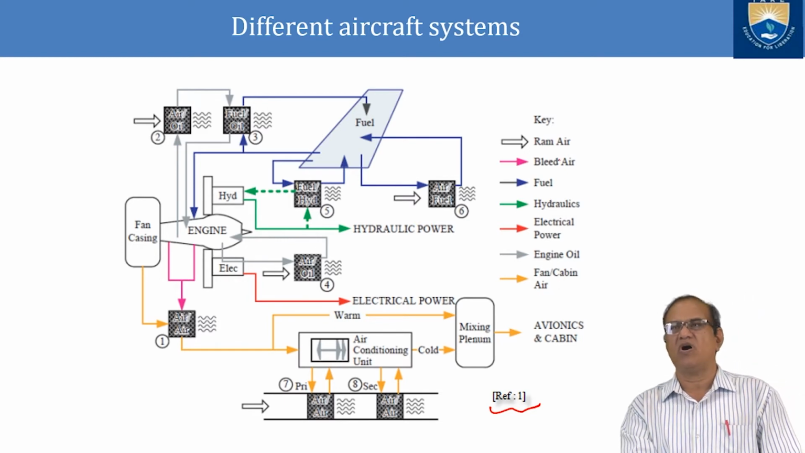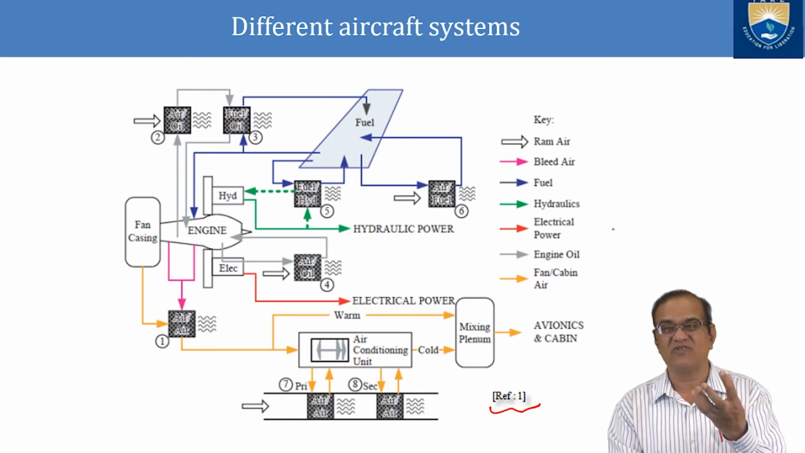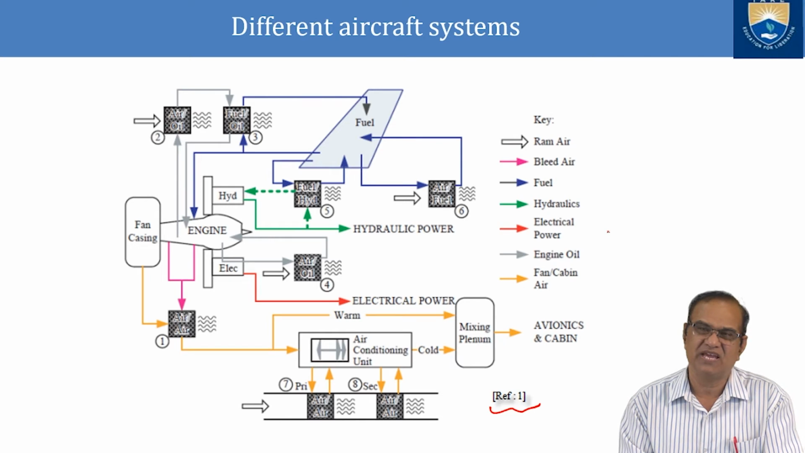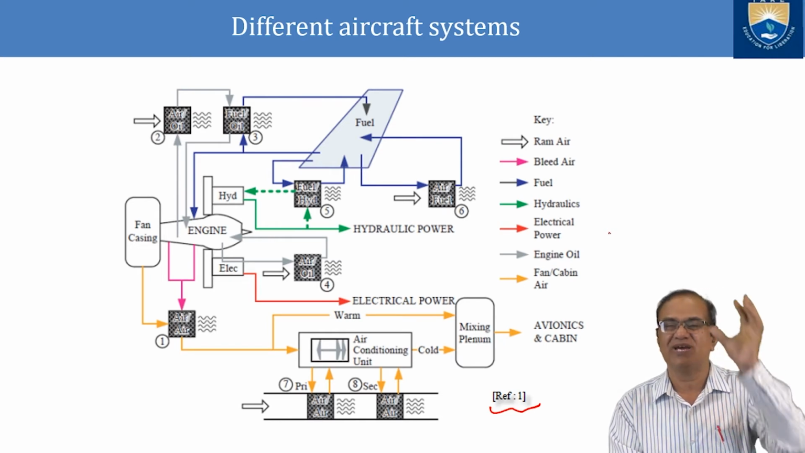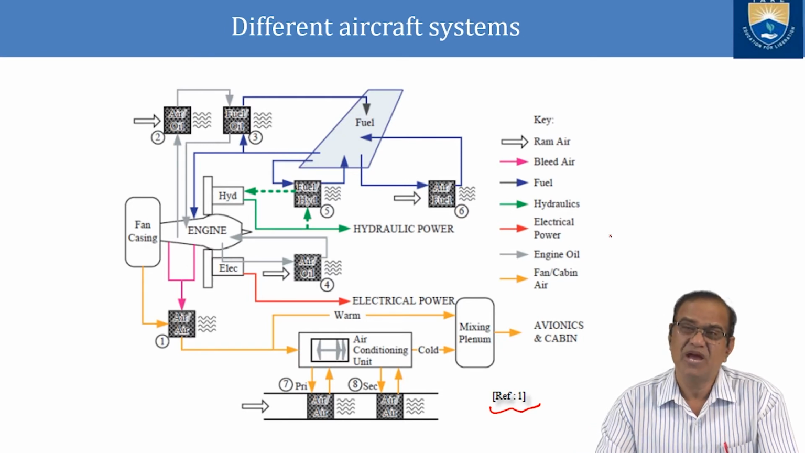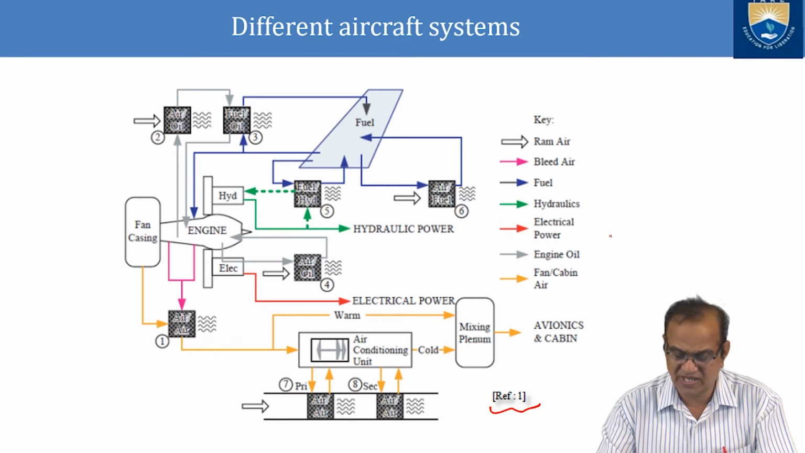So these are 7 types of systems shown here. And you will really enjoy seeing how these systems are working. I am going to take a very cautious approach and explain them one by one. So I will start first with the ram air.